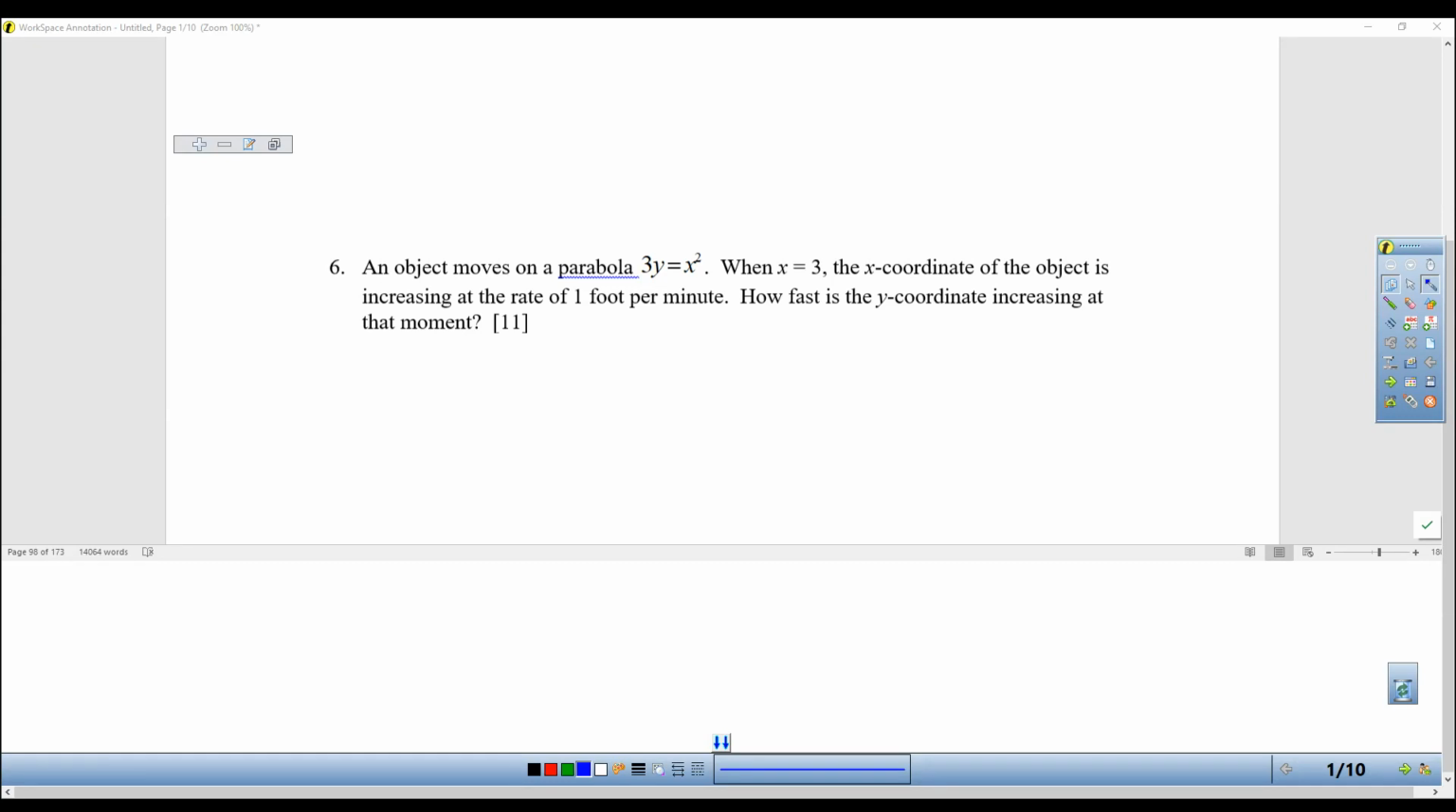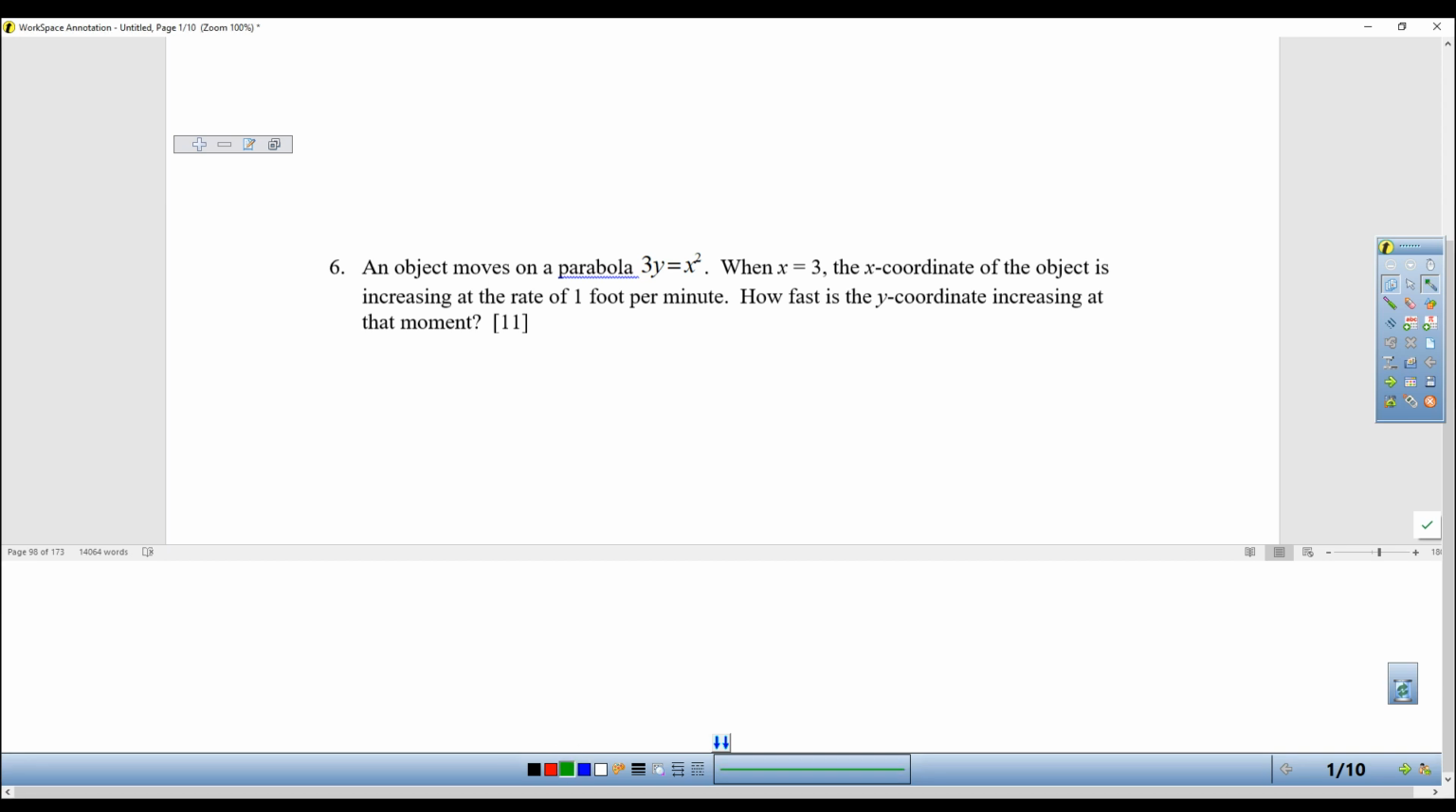We're going to start today with question number 6, which says, an object moves on a parabola, 3y is equal to x squared. When x is equal to 3, the x-coordinate of the object is increasing at a rate of 1 foot per minute. How fast is the y-coordinate increasing at that moment?